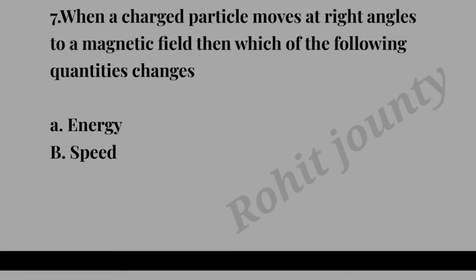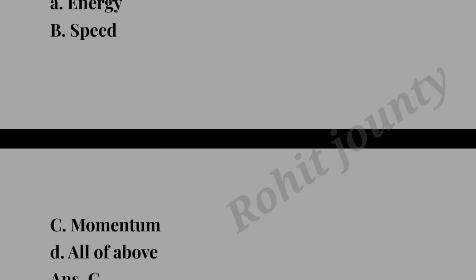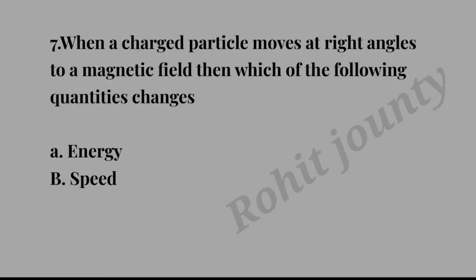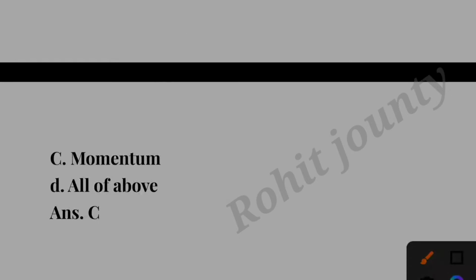Question number 7. When a charged particle moves at right angles to the magnetic field, which of the following quantities changes? Option A energy, option B speed, option C momentum, option D all of the above. The correct answer is option C, momentum. When a charged particle moves at right angles to the magnetic field, the quantity that changes is momentum. Option C is the correct answer.